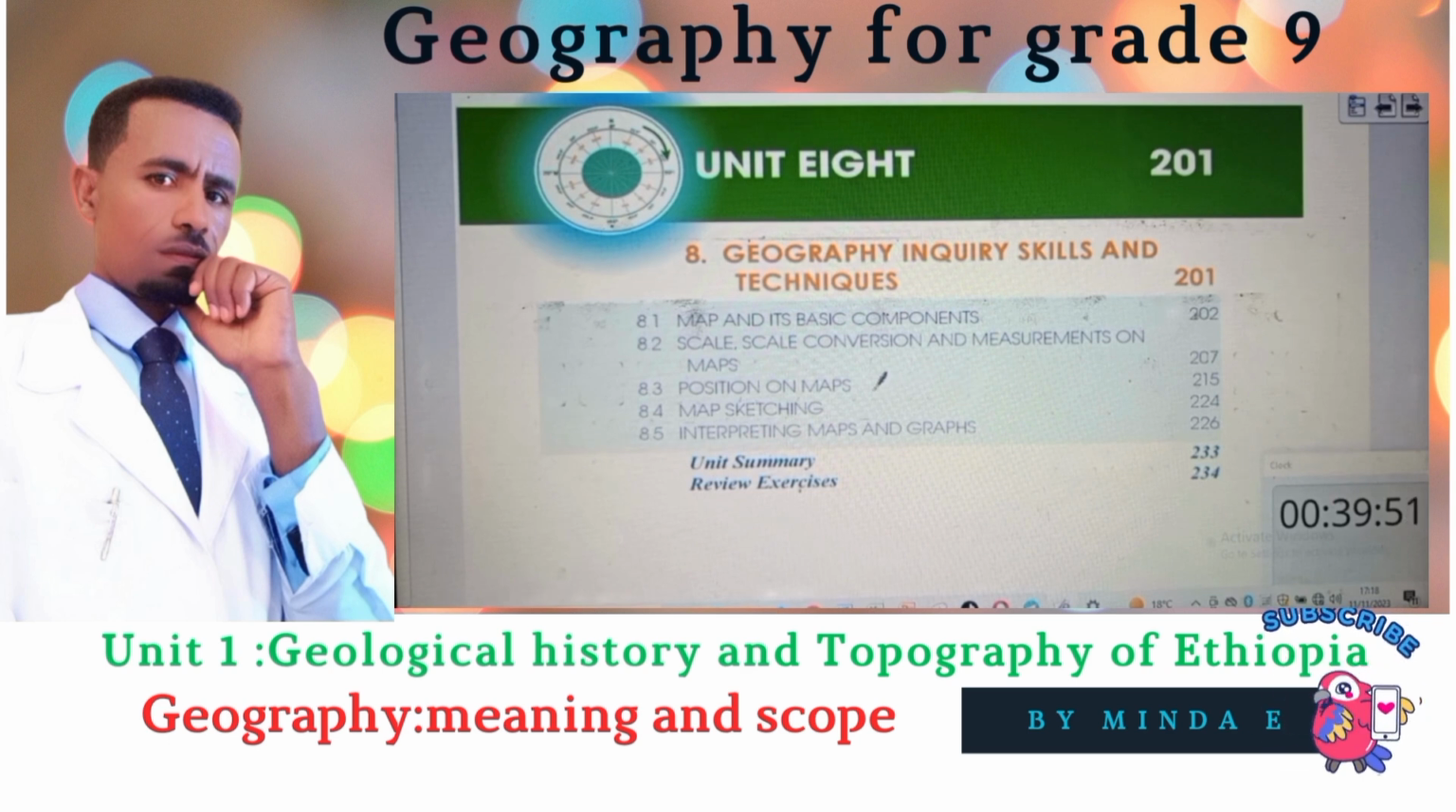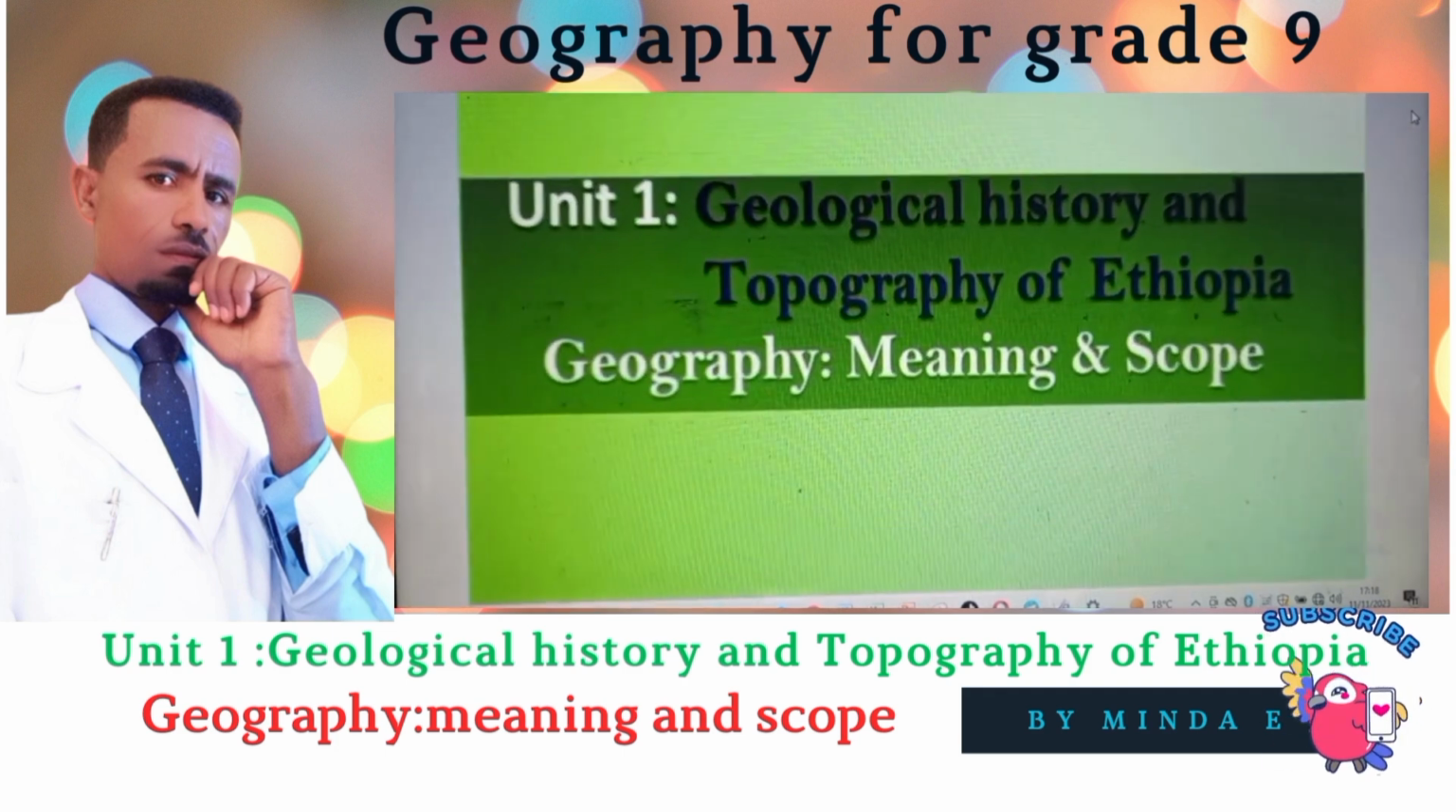Under this unit, we do have 5 topics. The first topic is about map and its basic components. 2, scale, scale conversion, and measurements on maps. 3, position on maps. 4, map sketching, and 5, interpreting maps and graphs. So these are the 8 units of grade 9 geography textbook.